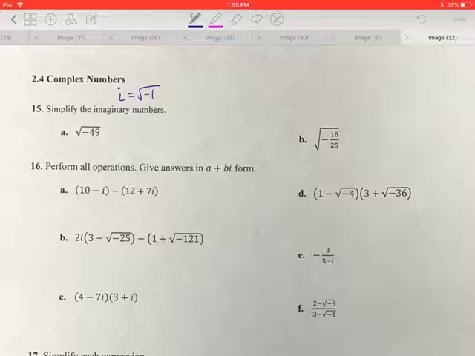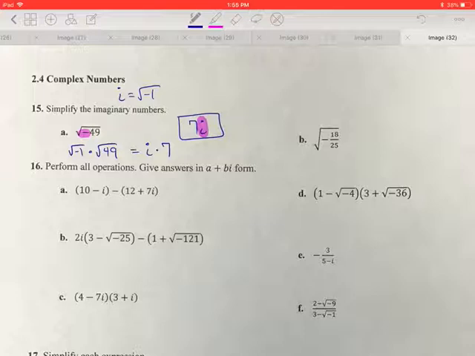So what we do here is we split this up into the square root of -1 times the square root of 49. We know the square root of -1 is i. We know that the square root of 49 is 7, so that gives us an answer of 7i. So we might just want to think about this as anytime we have a negative under a square root, it is going to come out of the square root as an i.